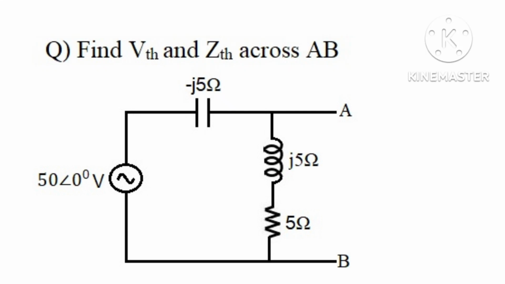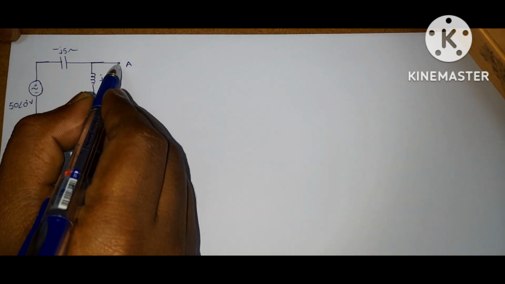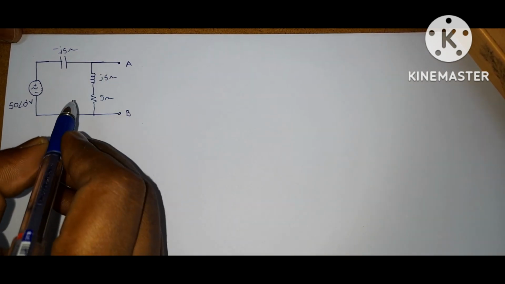Hello everyone, we are solving problems on the Thevenin and Norton's theorem. In that, the next question is to determine the Thevenin equivalent across AB. This is the given network. So here he is asking for the Thevenin equivalent across AB.